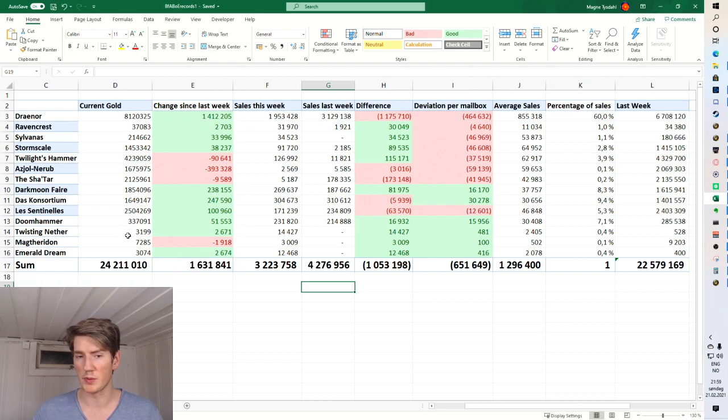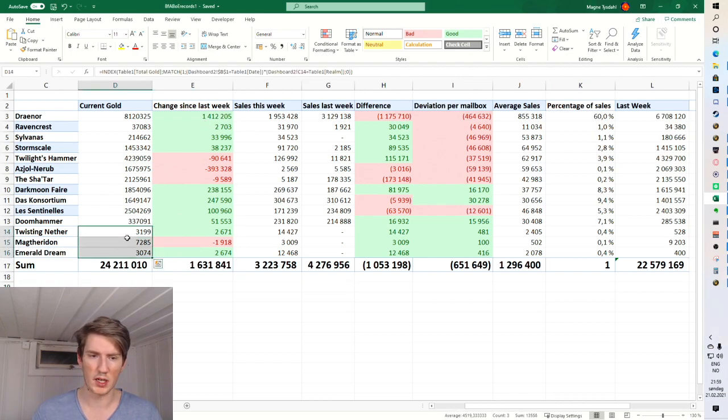What I know I have to do this week is get more battle pets for my new realms, particularly for Megtherodon and Emerald Dream. Twisting Nether is a super high pop realm, so it's not going to be one where I can sell battle pets successfully at all.